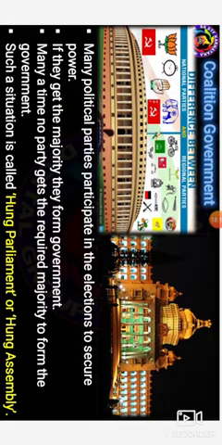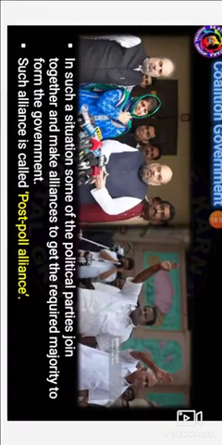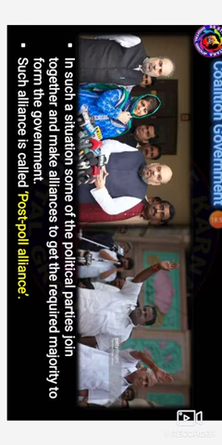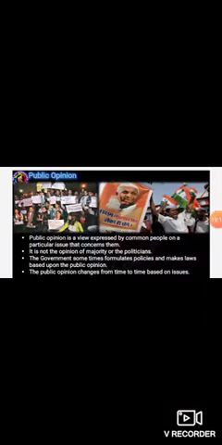And the next one, the coalition government, which we call samishra sarkara in Kannada. Many political parties participate in the election to secure power. So many times no party gets the required majority to form the government. Such a situation is called a hung parliament or a hung assembly. In such situations, some of the political parties come together to make an alliance to get the required majority to form the government. Such an alliance is called a post-poll alliance.